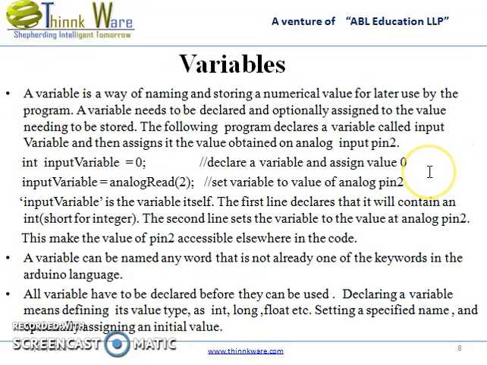There is one more example that you can read. The first line declares that it will contain an int, short form for integer value, and the second sets the variable to the value at analog pin 2. This makes the value of pin 2 accessible elsewhere in the code.